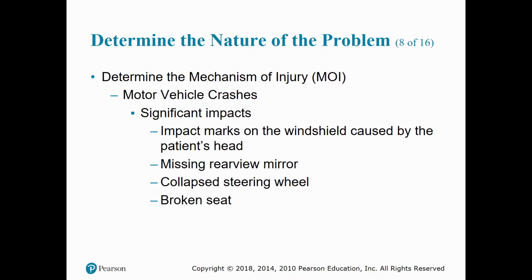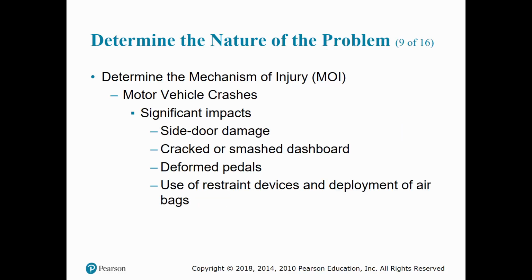They should also conduct a close inspection of the passenger compartment for signs of impact that correlate with specific types of injuries, such as a missing rearview mirror, impact marks or starring of the windshield, collapsed steering wheel, or a broken seat. Deployment of driver and front seat airbags may produce an impact mark that resembles what would be made by the patient's head contacting the windshield. In this case, determine whether the safety belt restraint system was used and examine the head for evidence of trauma.